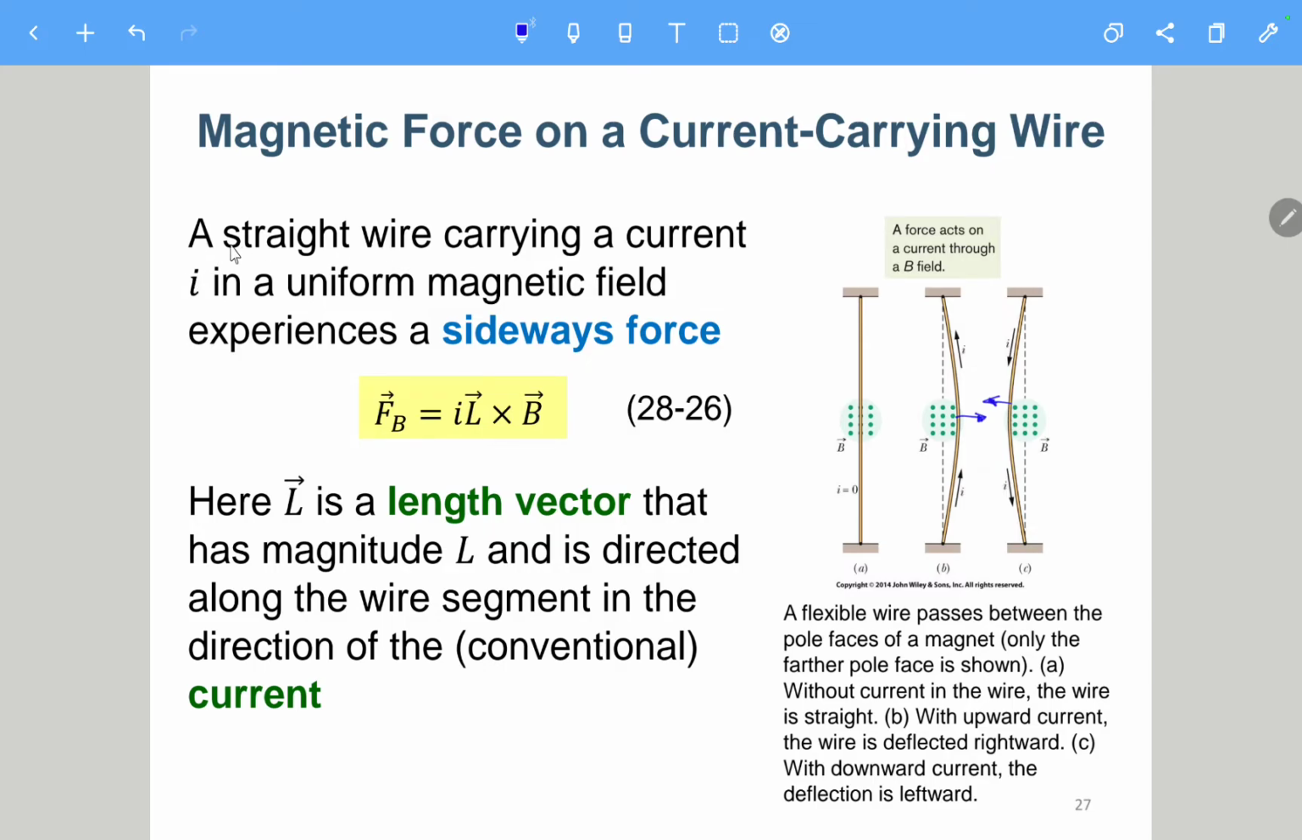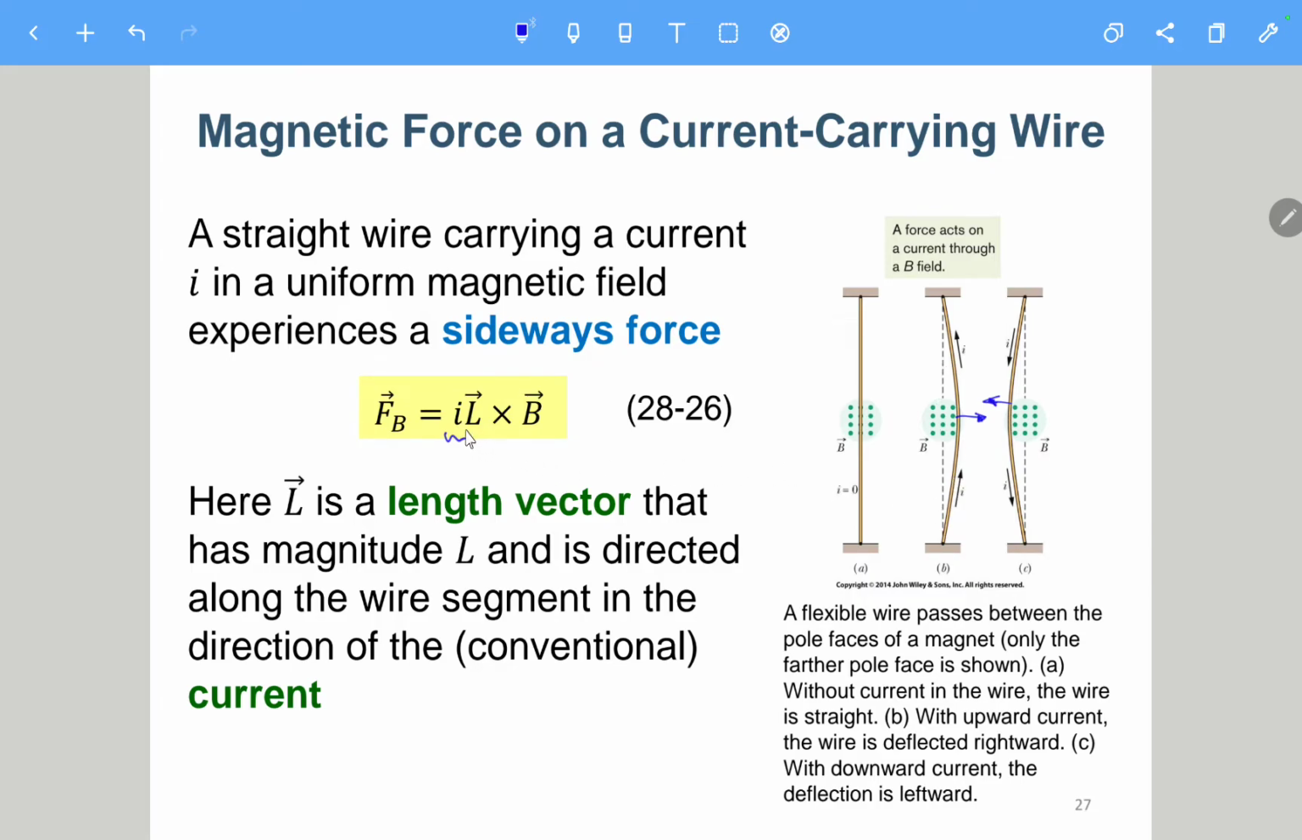Okay, so it says a straight wire carrying current I in a uniform magnetic field experiences a sideways force. So the force can be expressed like this: F_B equals I times L cross B. So let's see how we can use this equation first. I is very trivial. This is nothing but the current going through the wire.